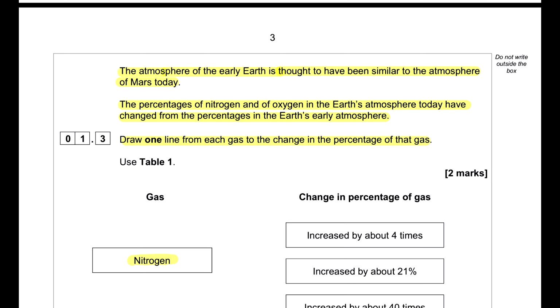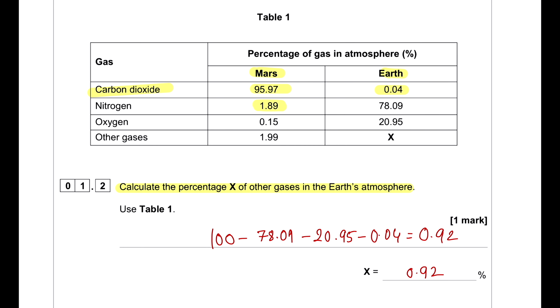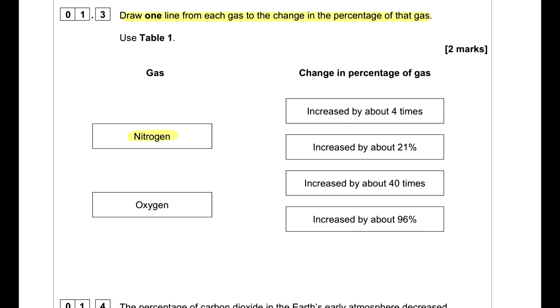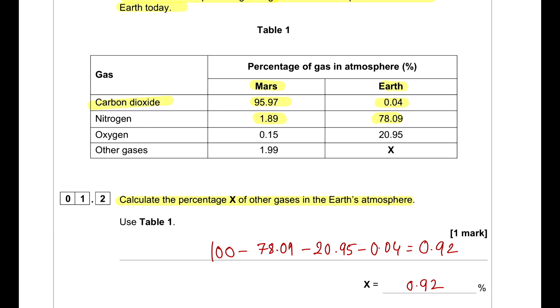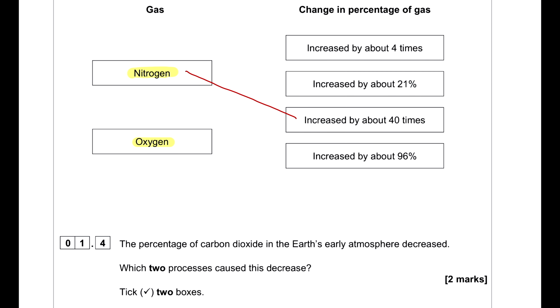Nitrogen. So we can see nitrogen is 2%, and here on Earth is 80%. So it's like a 40 times increase. Oxygen, all right. Oxygen in the Mars atmosphere is 0.15 and Earth's atmosphere is 20.95. So that increased by 21%.